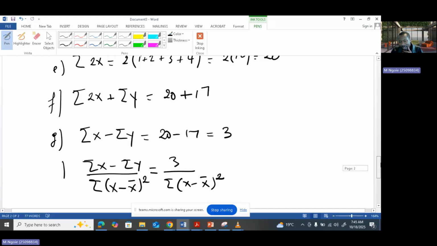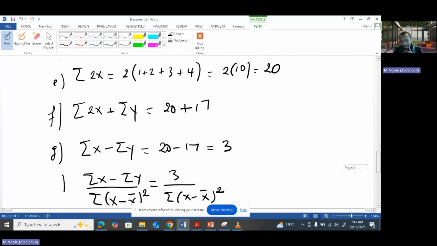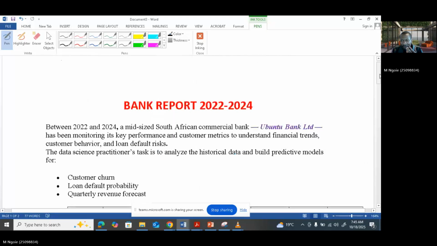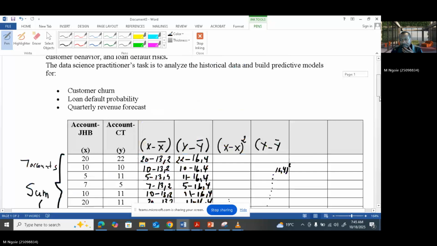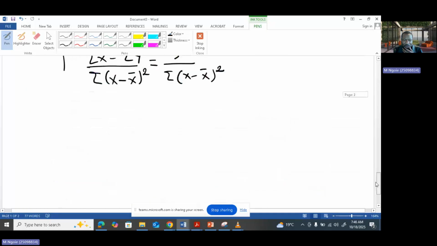You just go back here to your column. Let's say you already got this column here at the back. You just go here, the sum of all these numbers here, right? So very easy for you to understand.